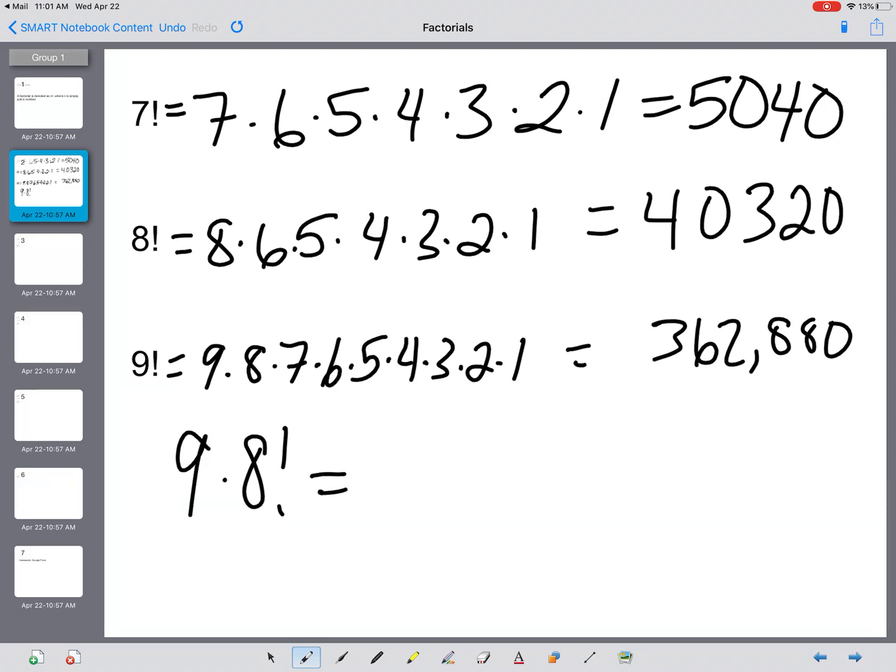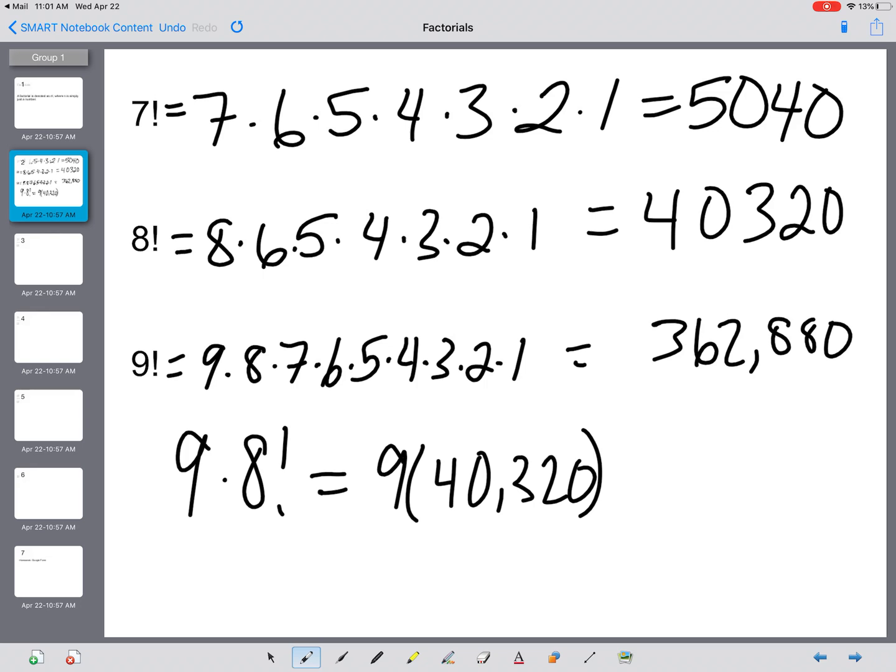Now, some of you might have noticed, 9 factorial is just 9 times 8 factorial. So could I have taken 9 times 40,320? The answer is yes, we could have. But I didn't do it here because in real life, it's not going to go in order from 7 factorial, 8 factorial, 9 factorial. And who's going to remember that 8 factorial is 40,320? That's why I didn't do it.